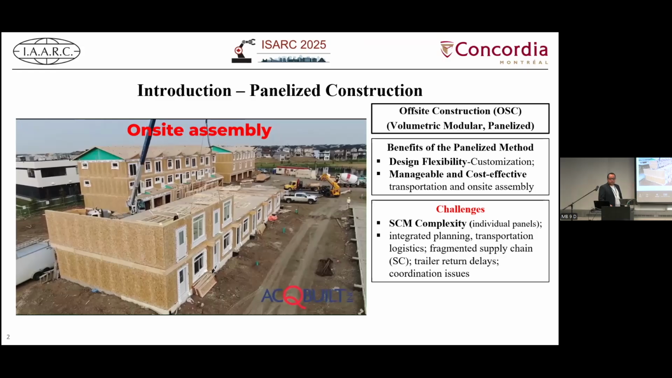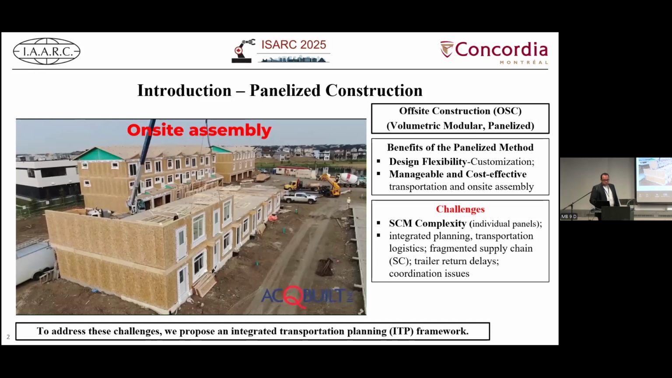Sometimes we experience bottlenecks in the supply chain and coordination issues between the factory production and the demand from the sites. As we see from the video I presented, the transportation can be the bridge between what's happening in the factory and what should be delivered on the site. That's why we propose integrated transportation planning. We're trying to systematically propose a method that regulates the procedures between the factory production and the on-site assembly.